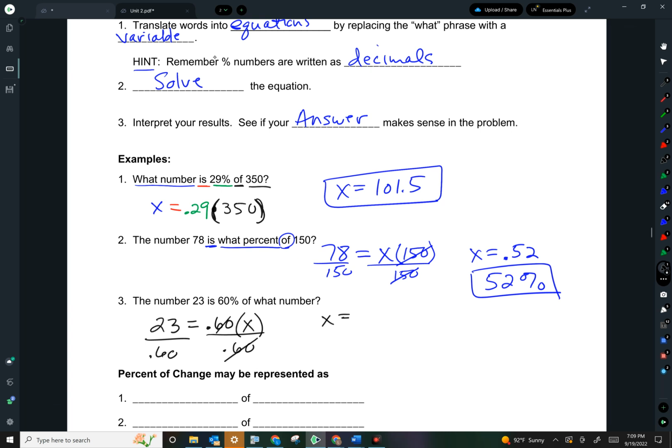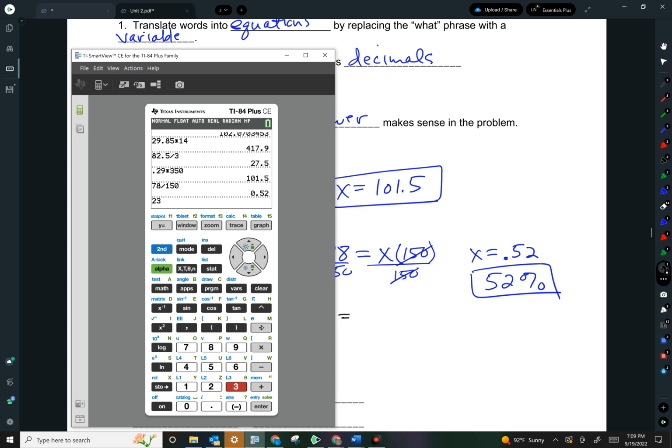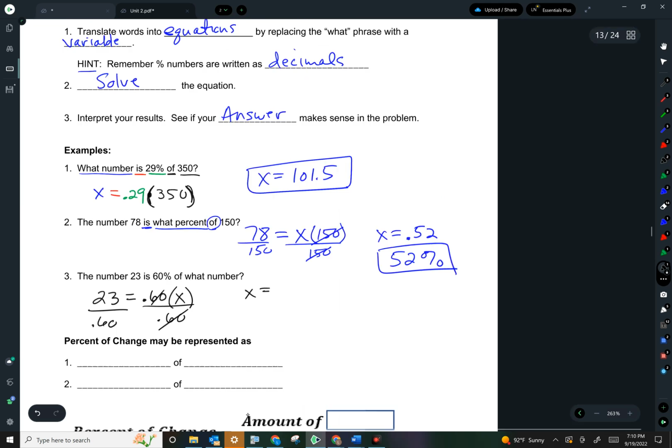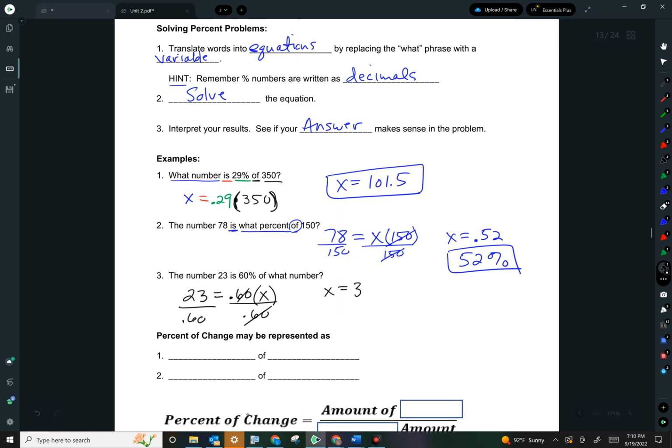So 23 divided by 0.60 is going to be 38.33333. Whoa. So I'm going to say my answer is 38 point, and I'll just do this, instead of saying 333, because that means 3 repeating. Okay, so does that make sense? The number 23 is 60% of what number? So do you think 60% of about 38 is 23? Well, yeah, it's over half, right? So that makes sense. Okay.